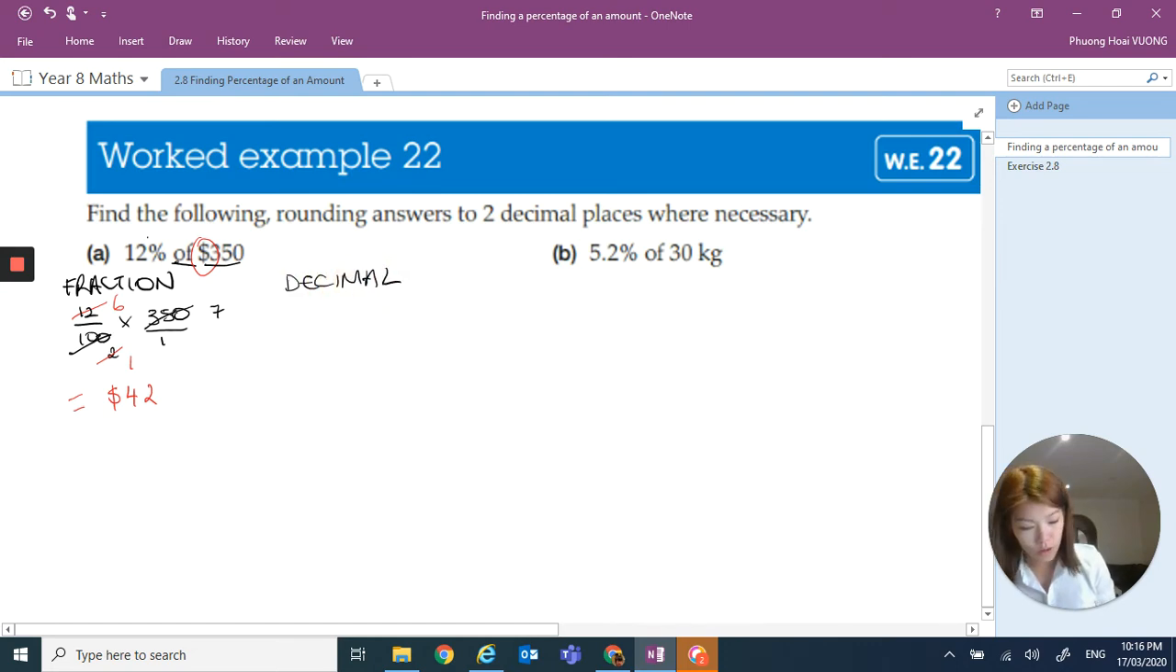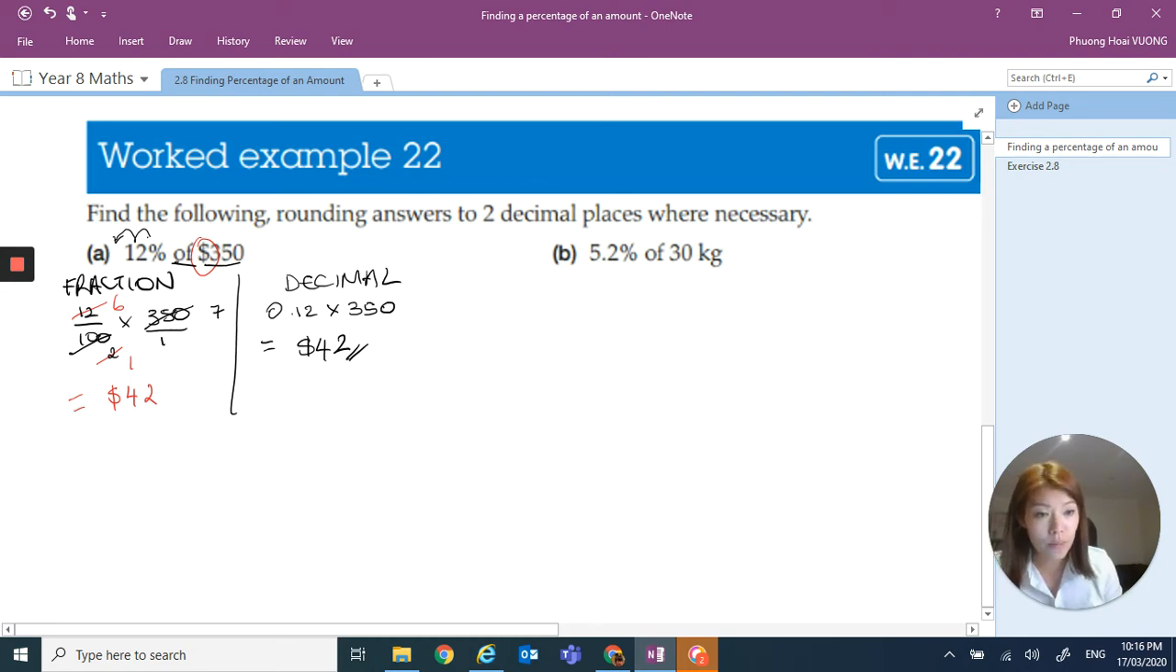With the decimal form, how do we do this? We move the decimal point. How many times do we move the decimal? Twice. 1, 2. So now we have 0.12. Of means times 350. So chuck it in the calculator and you get $42. Same answer, different methods.